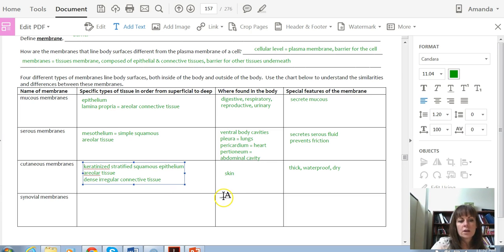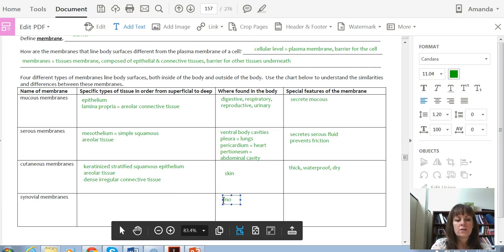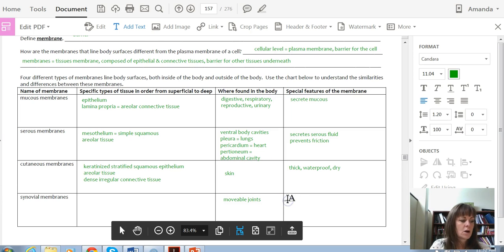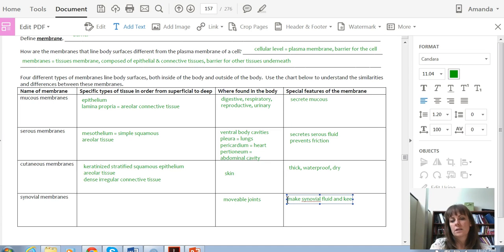Okay, so synovial membranes, we're going to find those around movable joints. They help encase that joint cavity. They are going to make synovial fluid and keep it at the joints. What synovial fluid does is provide lubrication and cushion for the joints, so that those bones that are right next to each other don't knock on each other and damage tissue and cause pain.